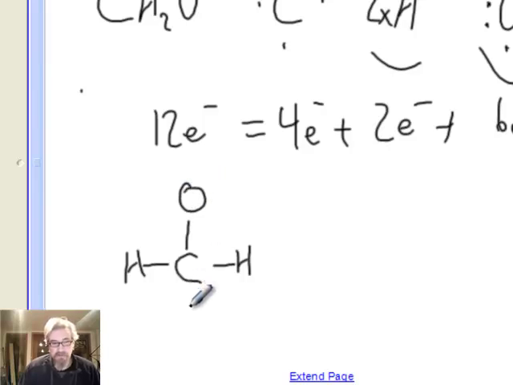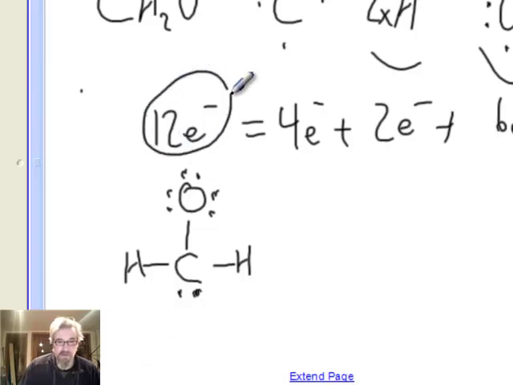Now I have to fill octets. Carbon's good on 3 sides. It's got 6 electrons around it, but it needs 2 more for stability because 8 is stable. Oxygen, to get a full octet, needs 6 more electrons. So I put those 3 lone pairs in, and now I count. I'm supposed to have 12 electrons in my structure. What do I actually have? 2, 4, 6, 8, 10, 12, 14.